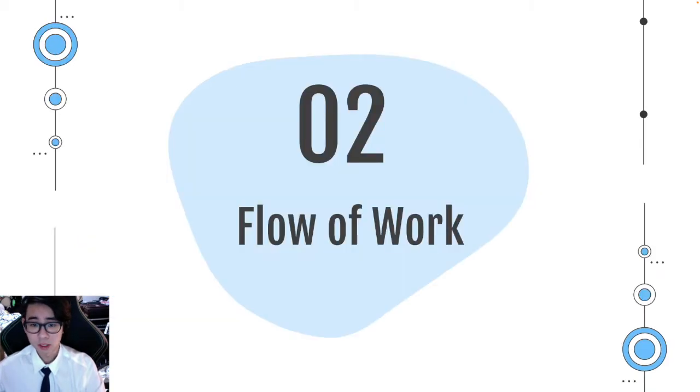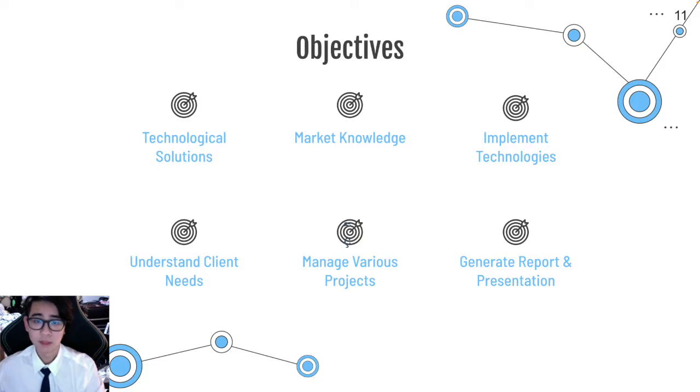Next, we have flow of work. We have the objectives. So we have 6 of them. We have technological solutions, market knowledge, implement technologies, understand clients' needs, manage various projects, and generate reports and presentations. So in technological solutions, we have researching technologies and understanding what best fits the client's need. We have the market knowledge, and we understand the consumer trends in the market. We have implement technologies, so the research from technologies. We understand how to implement them to the client system.